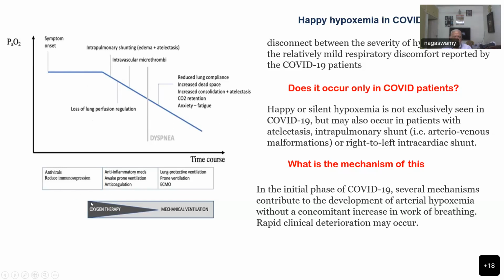And so the oxygen therapy you initially start, and only after this stage, when the dyspnea becomes very, very severe and saturation drops drastically, you think of mechanical ventilation. Until then, you try to correct the whole thing by non-invasive oxygen therapy. And the initial stage is antiviral and reduced immunosuppression, then anti-inflammatory, awake-prone ventilation, anticoagulation, and then lung protective ventilation, prone ventilation, ECMO. So this is the strategy for selecting the various modalities of treatment.